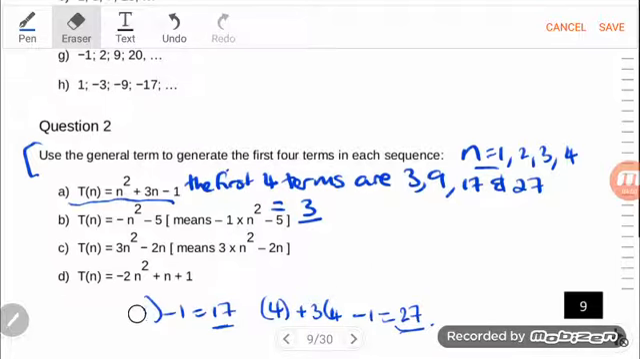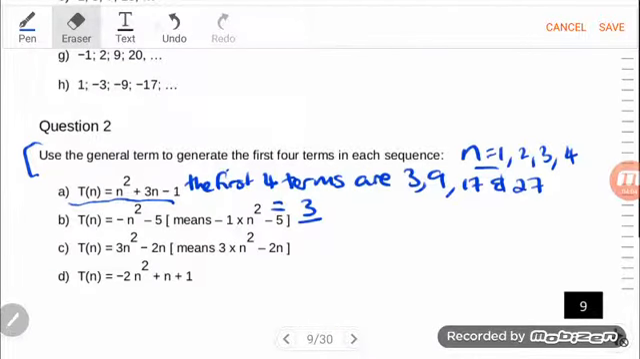Let's try that again, shall we? Okay, we're coming up to something with negatives in it. Please be cautious with this. Negative n squared, that is like saying negative 1 times n squared. So if we were going to use our bracket system, make sure the negative is outside of the brackets.